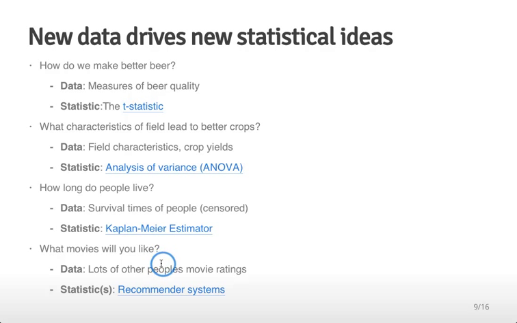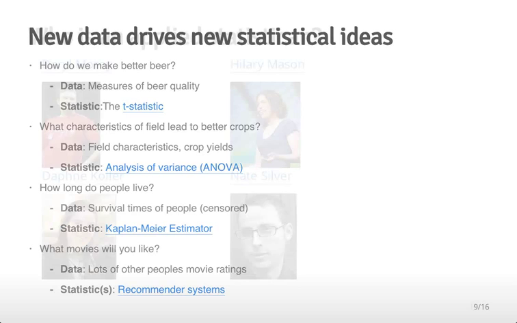And then more recently even than that, recommender systems like the ones Netflix uses for recommending the next movie you want to watch are based on lots of other people's movie ratings, and so this is a new kind of data that required a new kind of statistical method. And I think with all the new data being developed, there's a huge opportunity for people who are interested in learning a little bit more about how to develop new statistical methods to take advantage of these data.